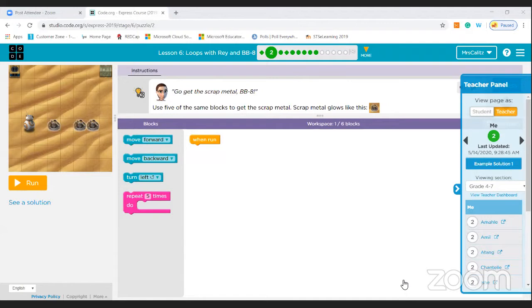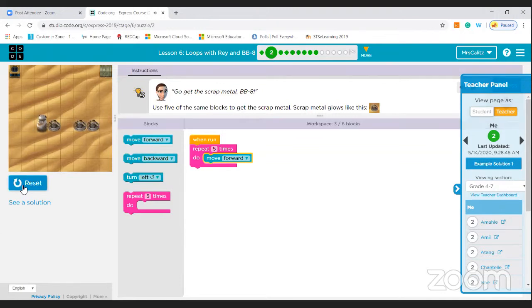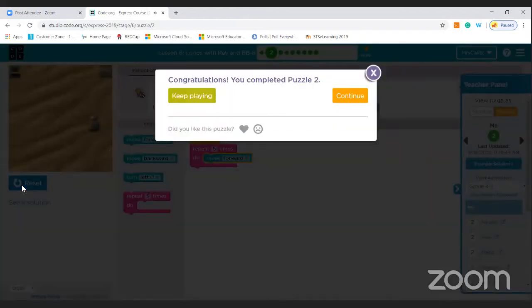So the assignment in lesson 6, puzzle number 2 is use 5 of the same blocks to get the scrap metal. So that means I need to put it in a loop. And then I need to move forward 5 times. So at this stage, we don't need the collect block because we are just gliding over everything and then we pick it up. So I'm going to choose run, and then we can see if my code is working. Okay, so do you want to see that again, guys, or can we carry on?